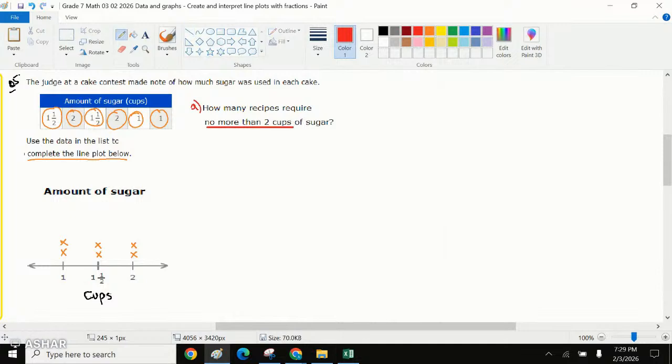So what should be the total? How many recipes required no more than 2 cups of sugar? We count the total number of recipes, right? 1 cup was used by 2 recipes. 1.5 cup was used by 2 recipes. And 2 cups were used by 2 recipes, right? That means there were a total of 6 recipes which use not more than 2 cups. They are not using more than 2, but they can use 2. Agreed?